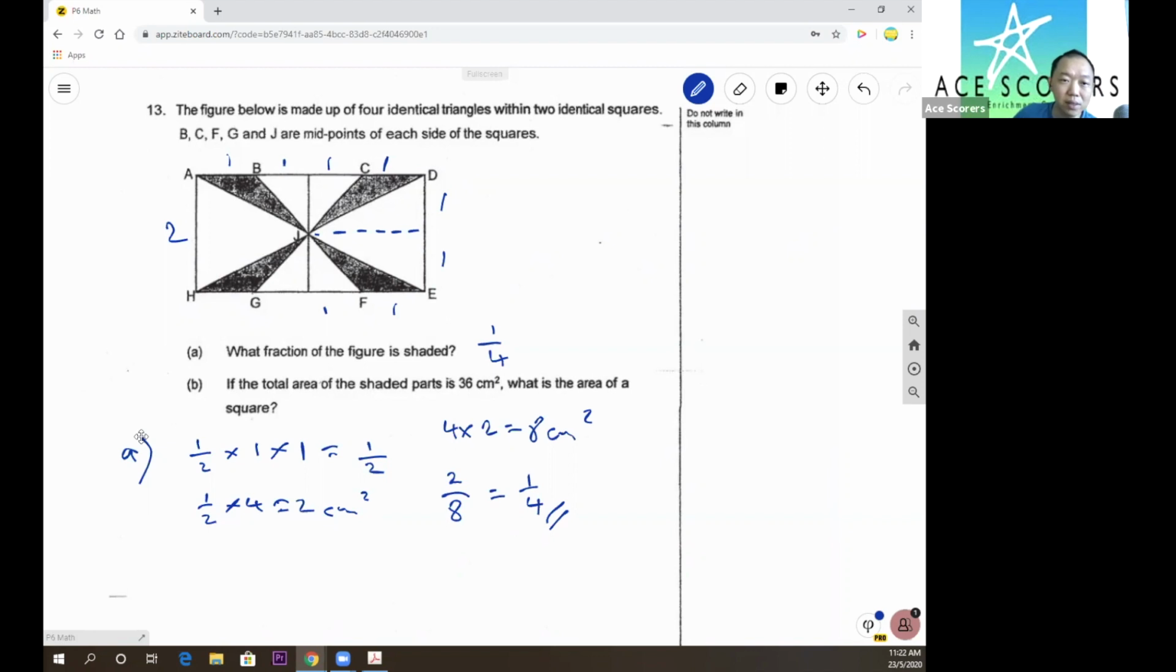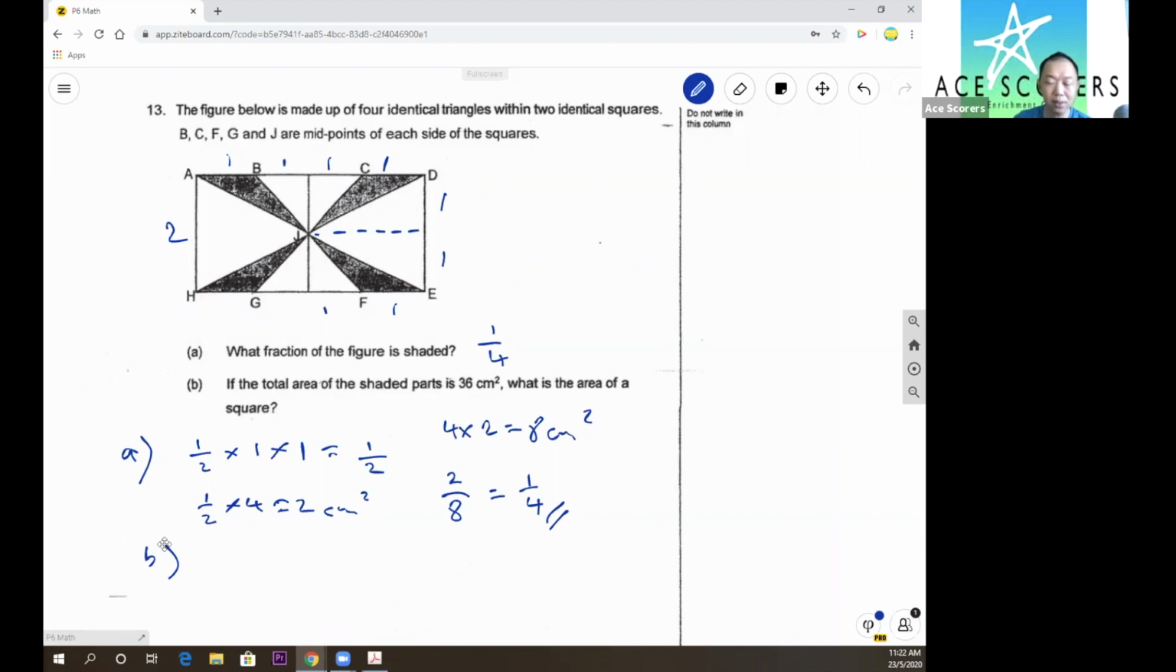Because fraction doesn't care about what's the unit, you know? Oh, really? Yeah. How about divide 2 by half? You divide 2 by half is 1, huh? How does it work? Okay. So how about B? Now, if the total area is 36, what's the area of the square? The area of the shaded part is 36.